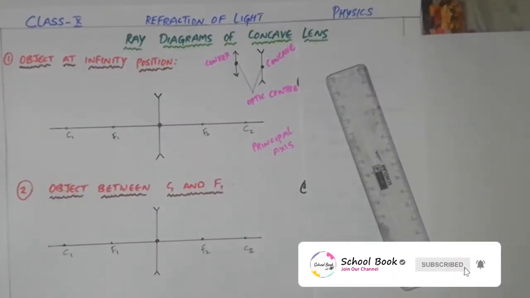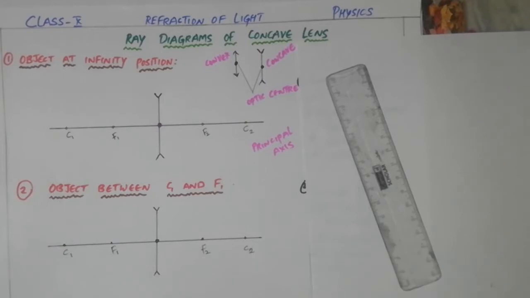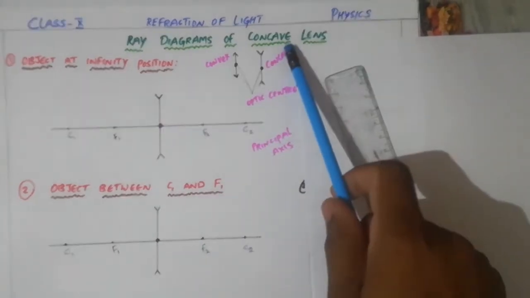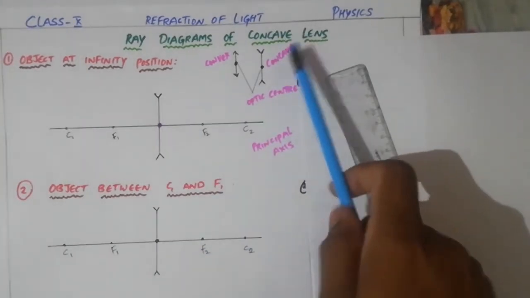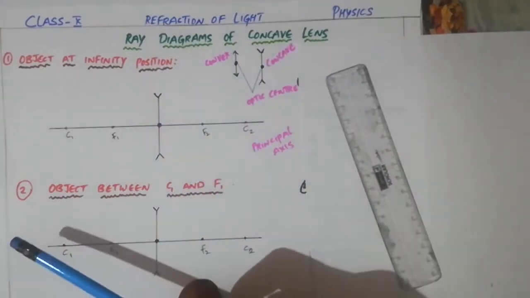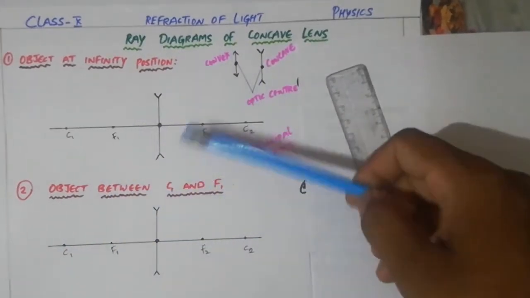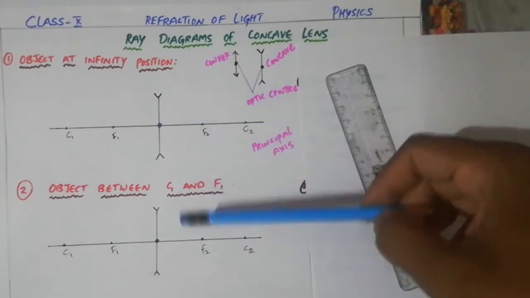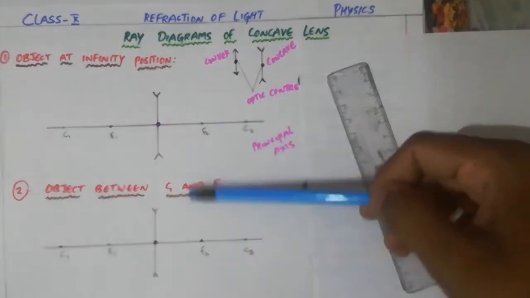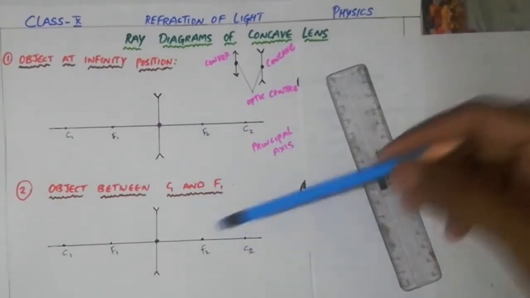In the previous video I posted ray diagrams for the convex lens, that means how the image is formed when the object is placed in all different positions. Now coming to the concave lens, not the mirrors. So, ray diagrams of concave lens. We have two different positions, and we'll find out how the image formation occurs in each.